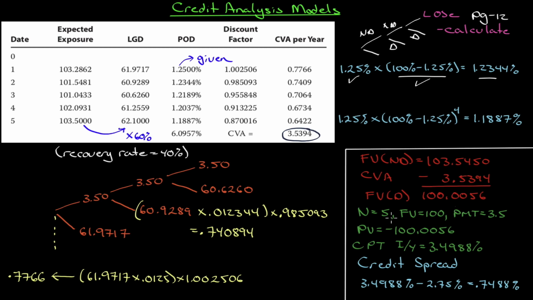100.0056. N equals 5. This was a 5-year bond. Future value is 100. Our payment is 3.5. We know what our present value is now. We just calculated it, so we can calculate what the yield to maturity is on this bond, 3.4988. So now we can calculate our credit spread.